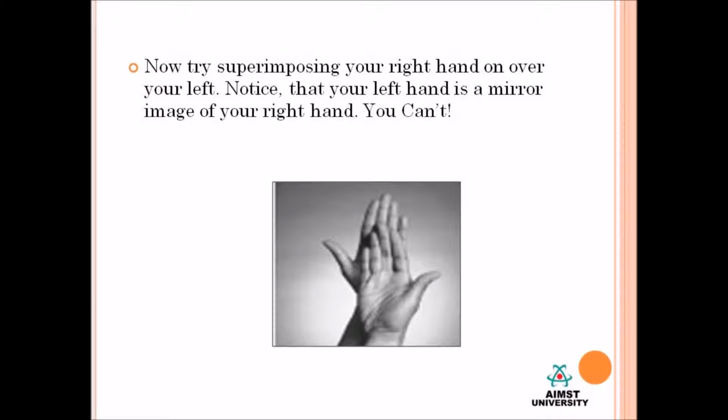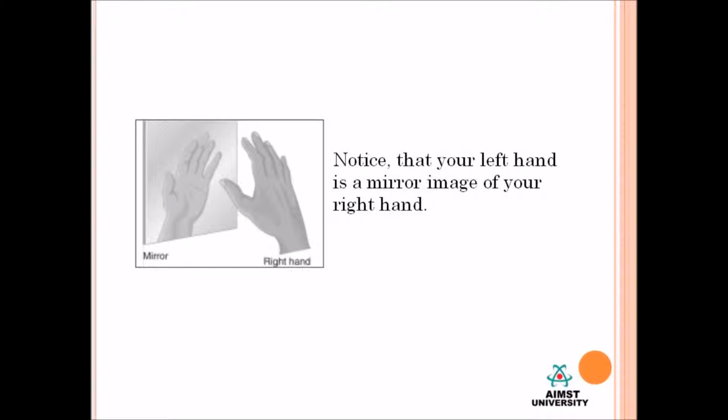Now, try to superimpose your right hand over your left hand. Notice that your left hand is a mirror image of your right hand, so you cannot superimpose them. Here you can see how your left hand and right hand look. Your left hand is exactly the mirror image of your right hand.